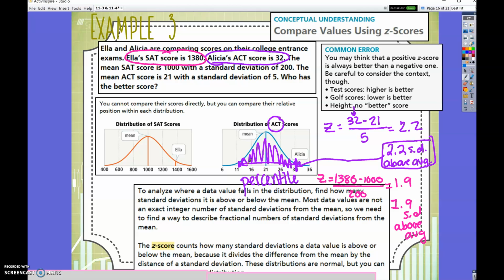And you could say, well, most of them were. We know it's more than 68. We know it's more than 95. But what percent is it exactly? To find that, you're going to use either a table or technology to help you calculate what percent falls below her score.